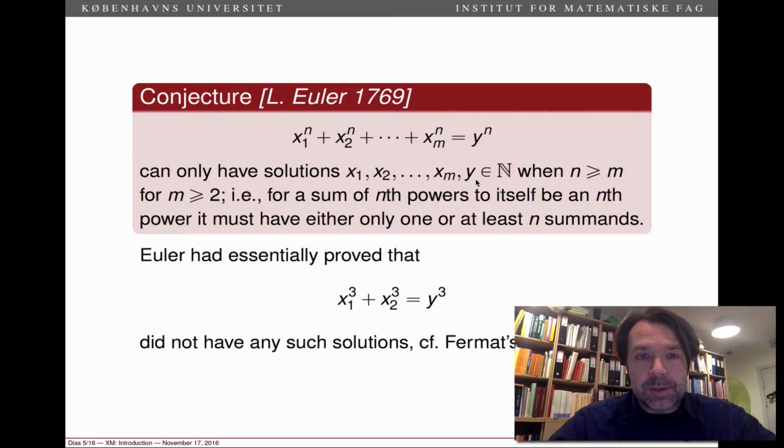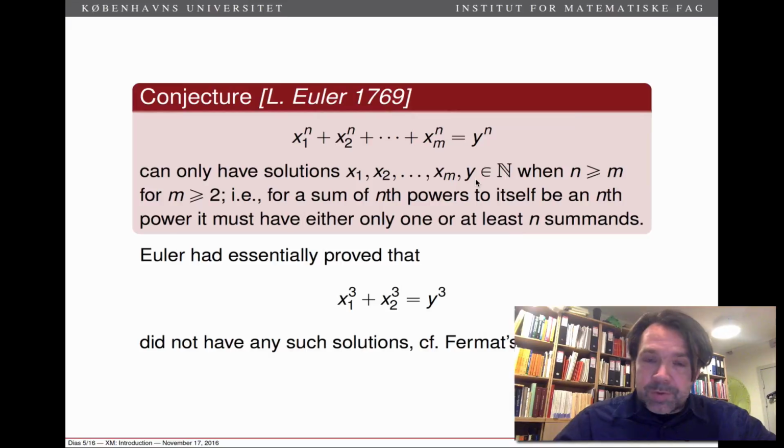The reason for conjecturing this was that Euler had actually proved that it was true for n equals 3. At least he proved that if you have two cubes of integers and add them up, this can never itself be a cube, which of course is a special case of Fermat's last theorem, where you let m be fixed to 2 and let n vary. Based on this and perhaps some other experimental information, Euler made this conjecture.